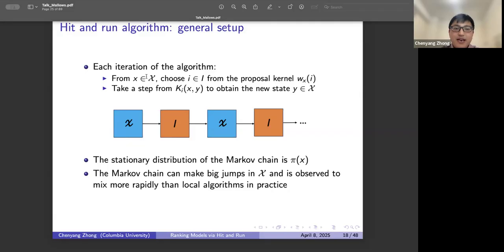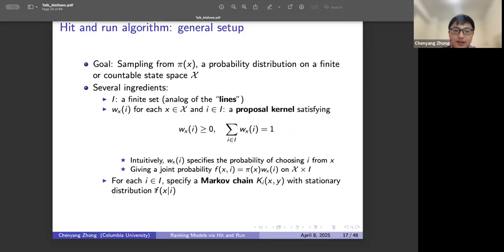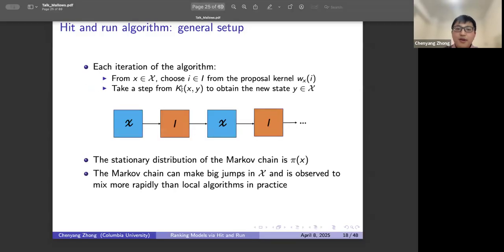So we start from some element x in the set X, then we choose a line little i from the finite set capital I, following the proposal kernel. So we jump from x to some i, and once we have jumped to i, this will determine a conditional probability that depends on i, and we have already specified a Markov chain based on i. Then we run one step of the Markov chain from x to y. So x is the starting value, and once we have taken this step, y would be the new sample, and we jump from i to y, and then we can iterate.